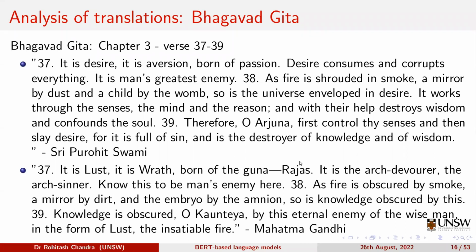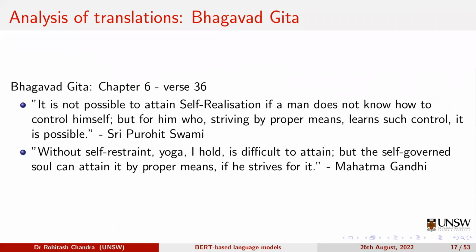And then Mahatma Gandhi ji uses the Sanskrit word rajas, whereas here it says passion. And then it is the arch devourer, the arch sinner, known as man's enemy here. His fire is obscured by smoke, a mirror by dirt, and the embryo by the womb. So is knowledge obscured by this. Knowledge is obscured by this eternal enemy of the wise man in the form of lust, the insatiable fire. So that's the difference in the translations.